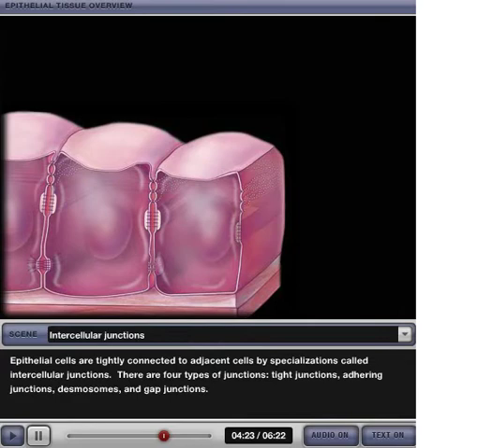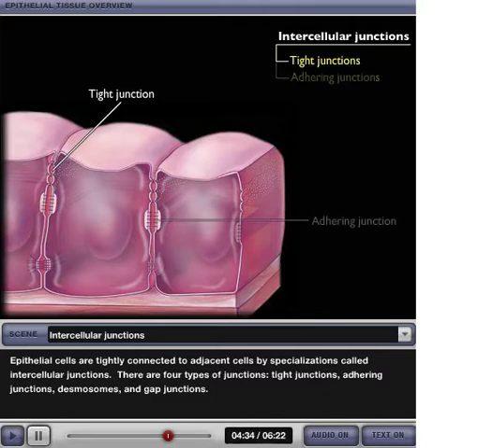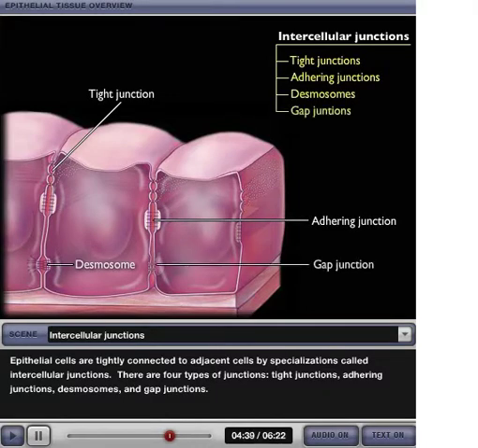Epithelial cells are tightly connected to adjacent cells by specializations called intercellular junctions. There are 4 types of junctions: tight junctions, adhering junctions, desmosomes, and gap junctions.